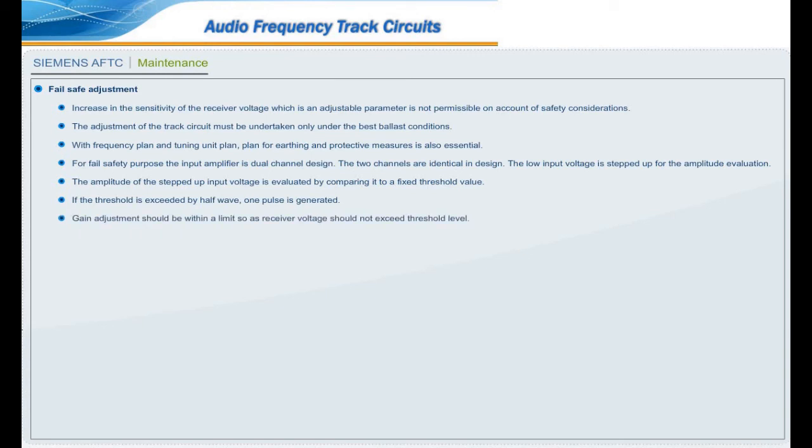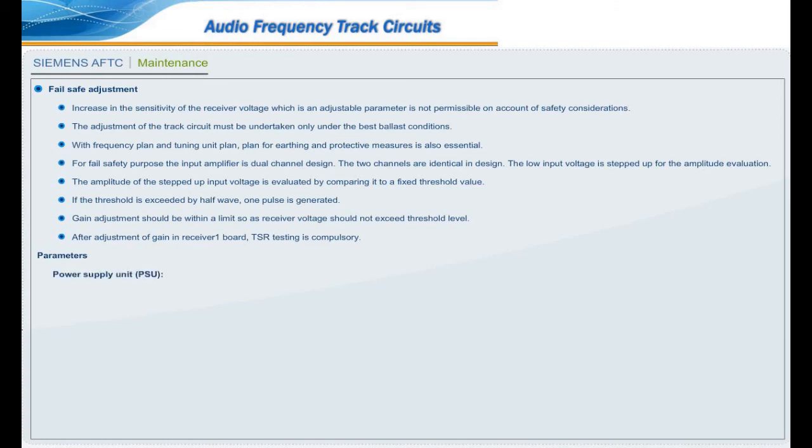Gain adjustment should be within a limit so that the receiver voltage does not exceed the threshold level. After adjustment of gain in the receiver 1 board, TSR testing is compulsory.